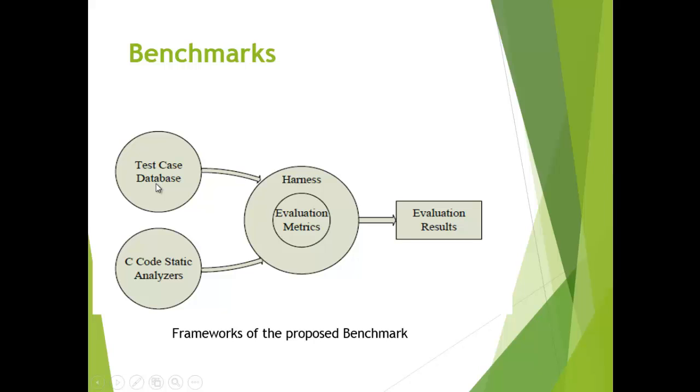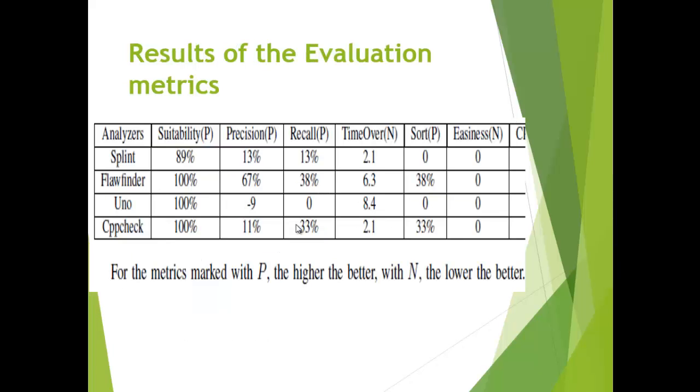The test case database collects some C programs that contain some known bugs, and the type and location of the bugs is also known. The harness is basically an automated framework that helps in evaluation. The evaluation metrics include things like suitability, precision, recall, time over, etc. For example, precision is the rate of found bugs over all the bugs, and recall is the rate of right alarms over all the alarms.